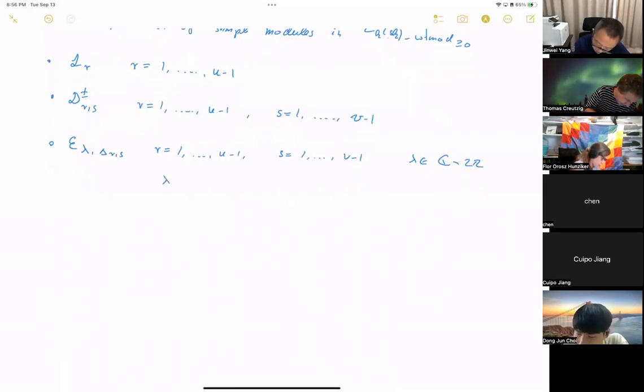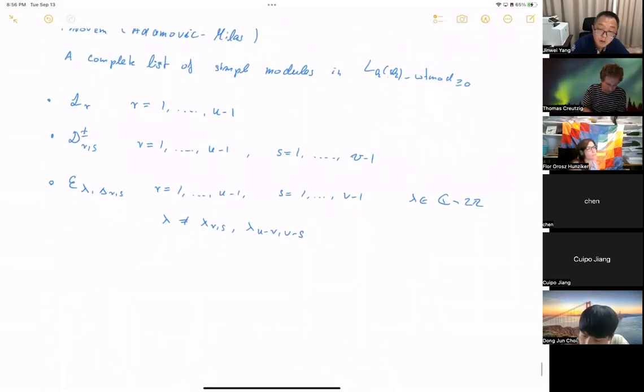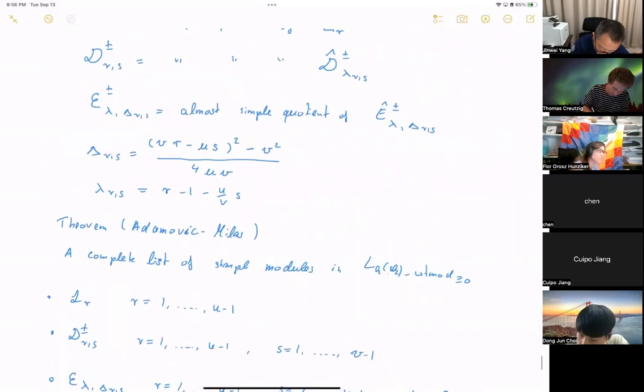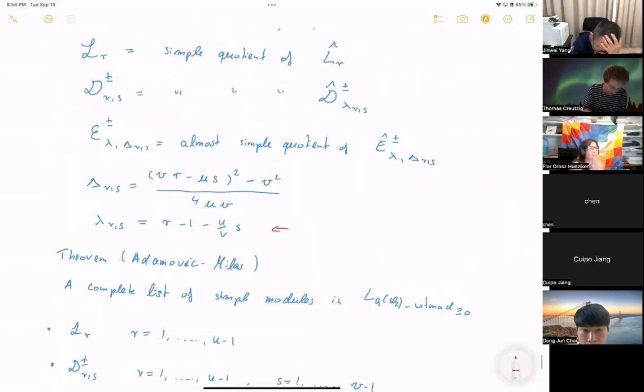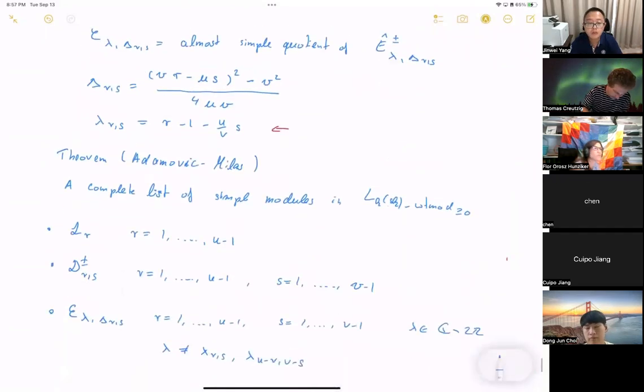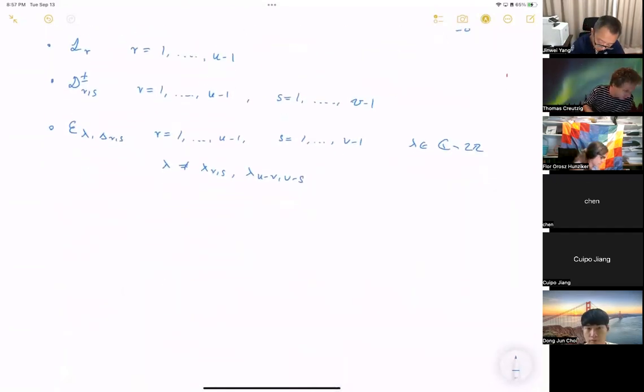And because I'm talking about simple modules, I have to exclude two values of the weight, namely the weight lambda r comma s and lambda u minus r comma v minus s. Remember, this lambda r comma s is a convenient notation here for the weight labels that describe highest or lowest weights of modules. Of course, you don't have to remember this notation.